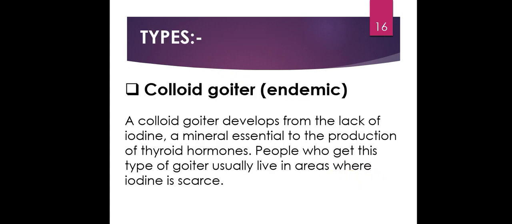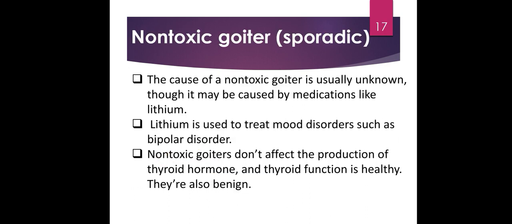Now, we discuss the different types of goiter. Colloidal goiter, also known as endemic goiter. A colloidal goiter develops from the lack of iodine, a mineral essential to the production of thyroid hormone. People who get this type of goiter usually live in areas where iodine is low.